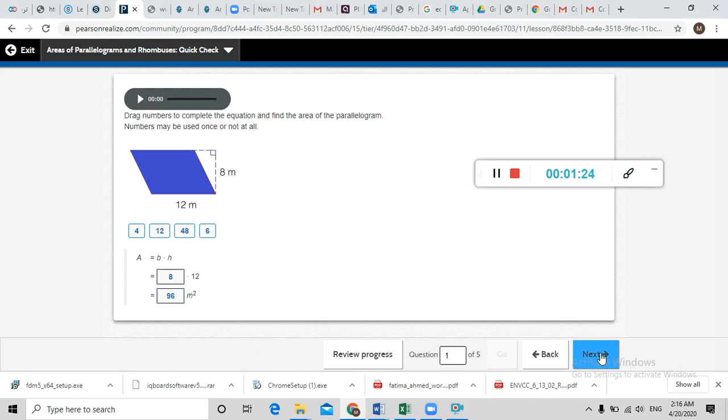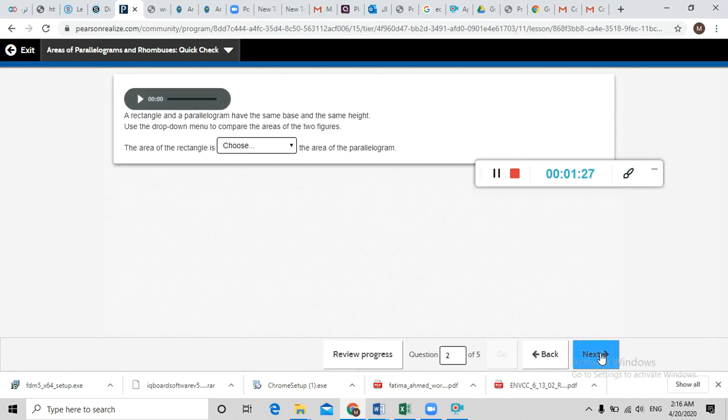Question number 2. A rectangle and a parallelogram have the same base and the same height. Use the drop-down menu to compare the areas of the two figures. Of course, because the two figures have the same base and the same height, they will have equal areas. In the rectangle we have length and width, which are the same as the height and the base for the parallelogram. So they have equal areas.